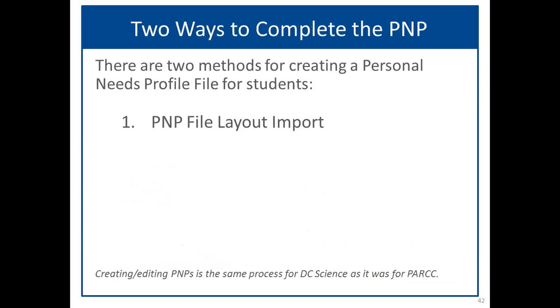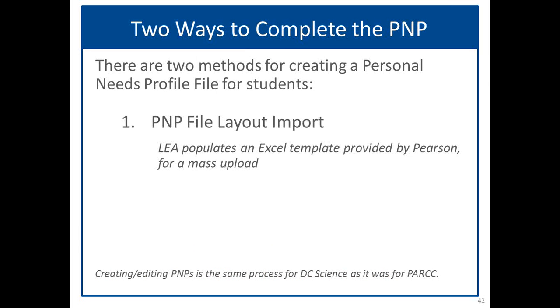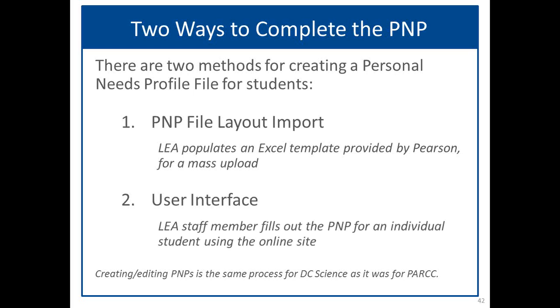Okay, the first way to do it is through a file import. In this way of doing it, you use a CSV or Excel file and import all students' PNP information at once. The other is through the user interface. We've often called this doing it manually, where you can go into each student's record and adjust their PNP information.